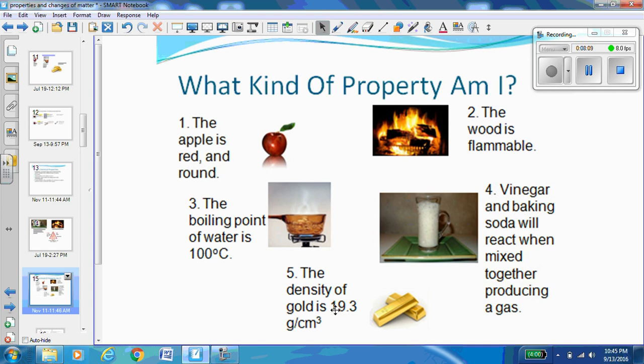And then our last one, the density of gold is 19.3 grams per centimeters cubed. This is also a physical property. This is a property that is measurable. All I would need to know is the mass and the volume, and then I could figure out the density of that object. I'm not having to change anything about that substance to determine the density.